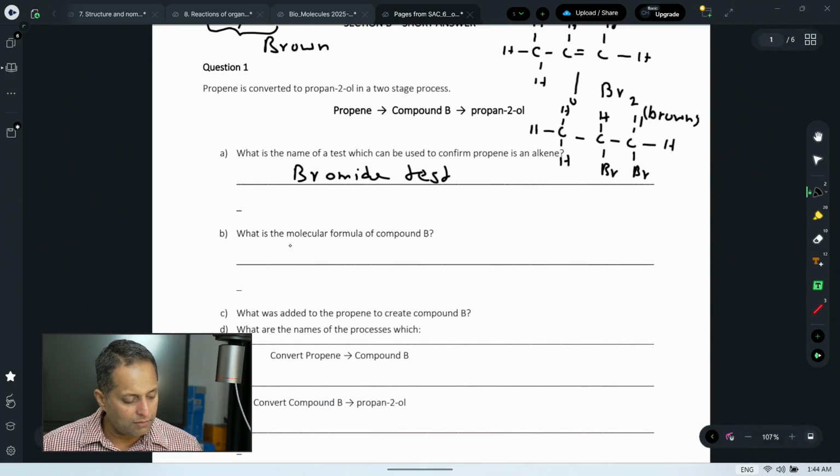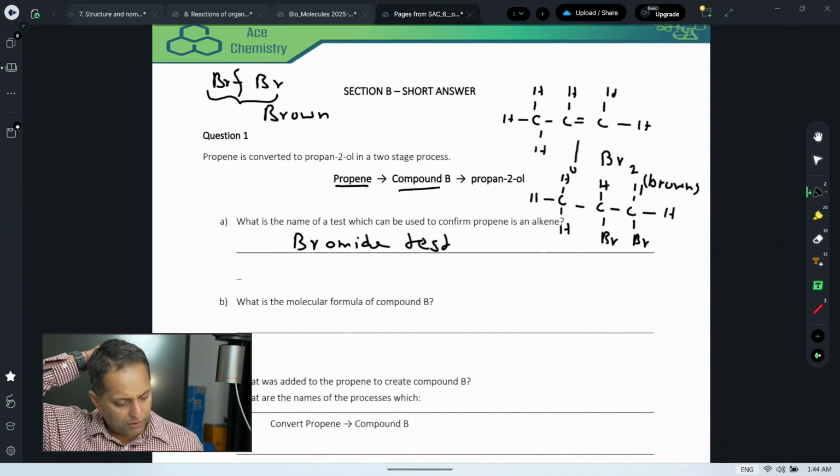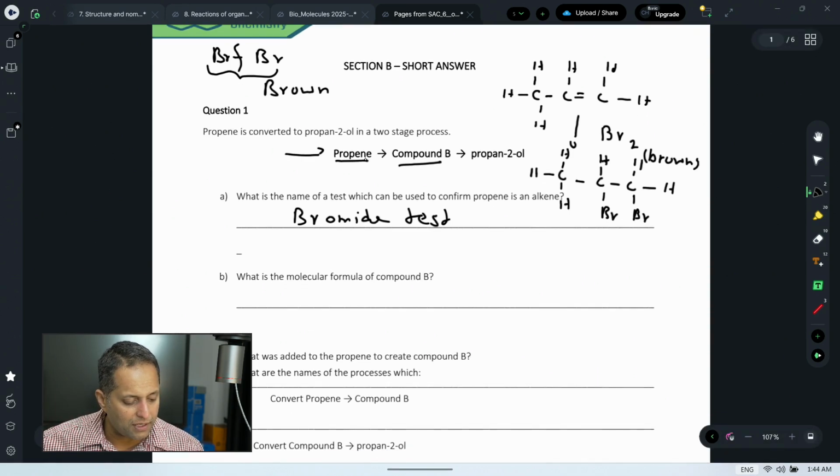What is the molecular formula of the compound B? All right, compound B. Maybe, sorry, we need to have read this before. I forgot to do that. So propene becomes compound B and then propan-2-ol. Propan-2-ol is an alcohol, isn't it?